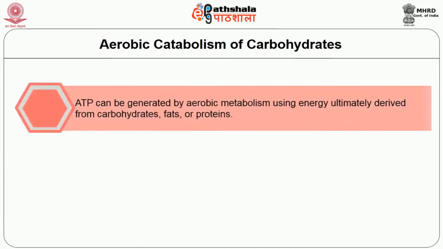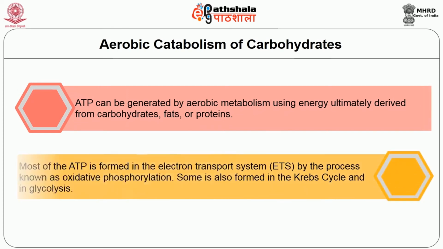ATP can be generated by aerobic metabolism using energy ultimately derived from carbohydrates, proteins or fats. Most of the ATP is formed in the electron transport system by the process known as oxidative phosphorylation. Some is also formed in the Krebs cycle and in glycolysis.